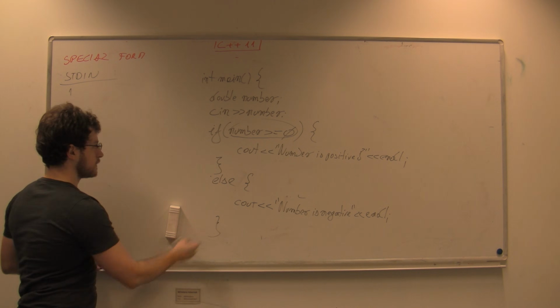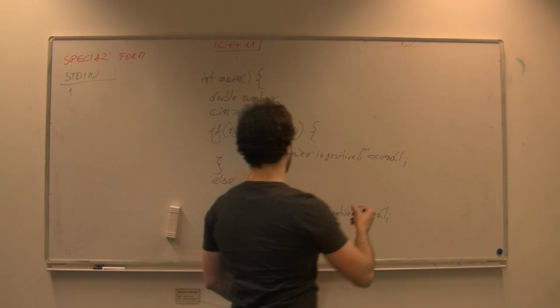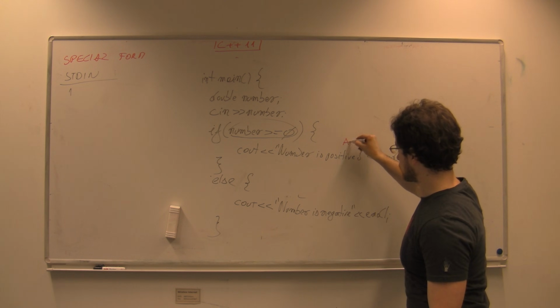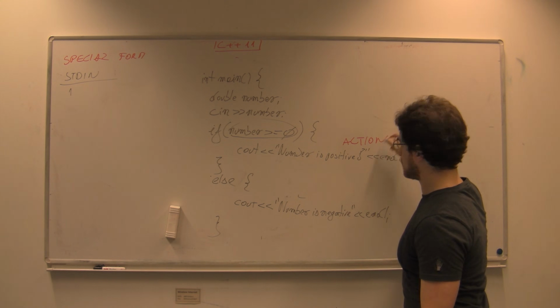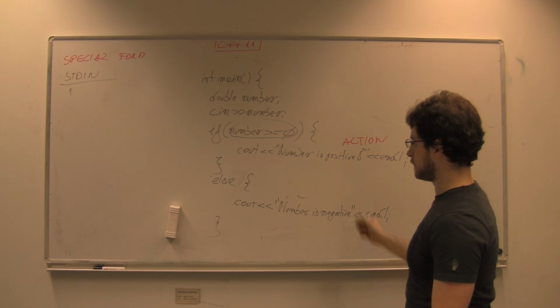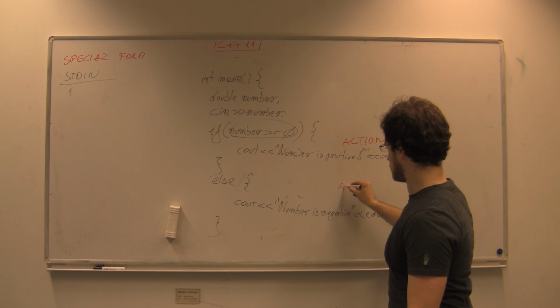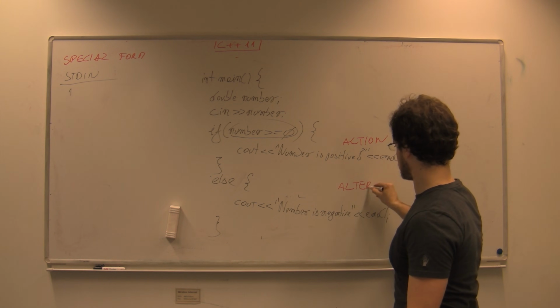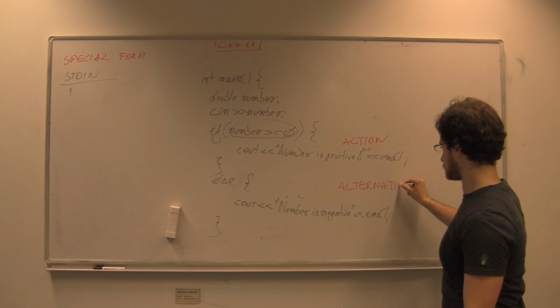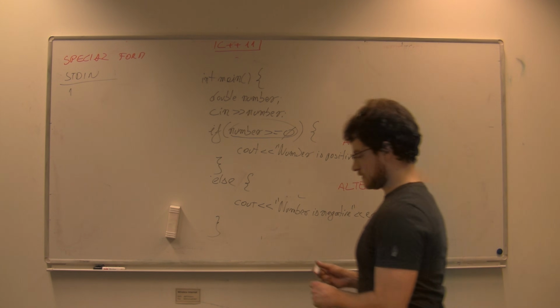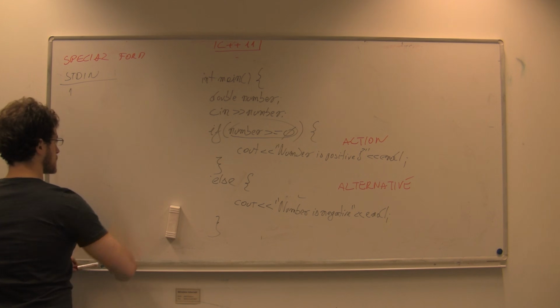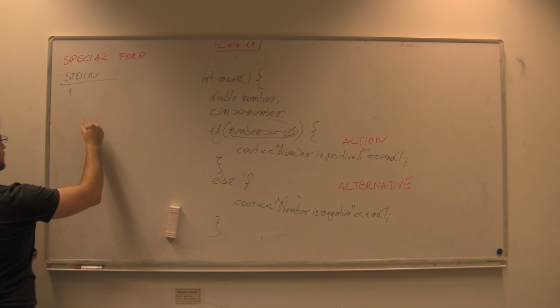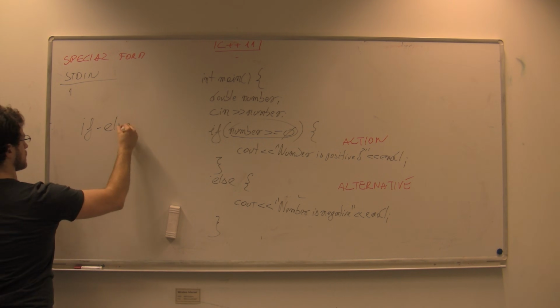So if the predicate evaluates to true, we evaluate the action of the special form if. If it evaluates to false, we evaluate the alternative. And that's the semantics behind the if-else special form.